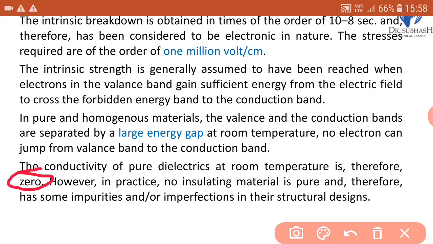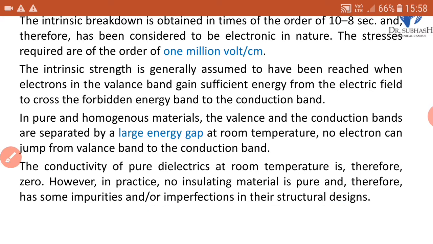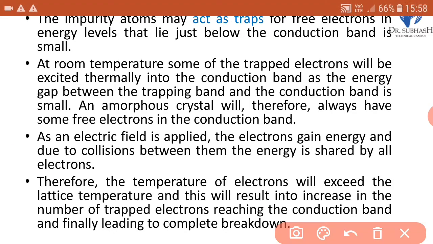However, in practice, no insulating material is pure and therefore has some impurities and imperfections in its structural design. It means there is no material available with conductivity 0. The impurity atoms may act as traps for the free electrons, in energy levels that lie just below the conduction band.